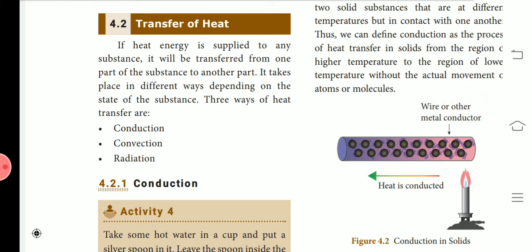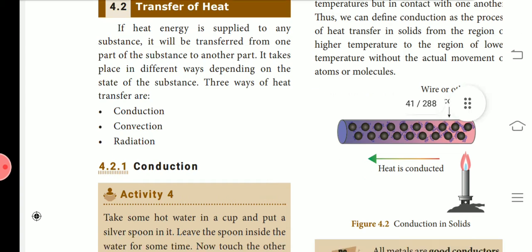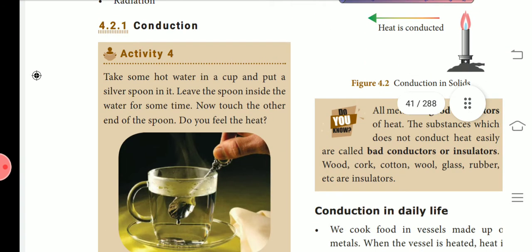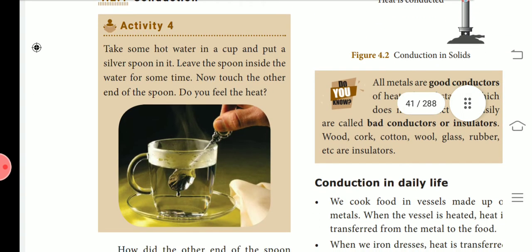We have saw about the effects of heat, and now we are going to see about the transfer of heat. Heat will transfer from one object to another object. So the ways of transfer of heat, there are three ways, and the three ways are conduction, convection and radiation. So first let us take this activity 4 so that will explain the concept of conduction.